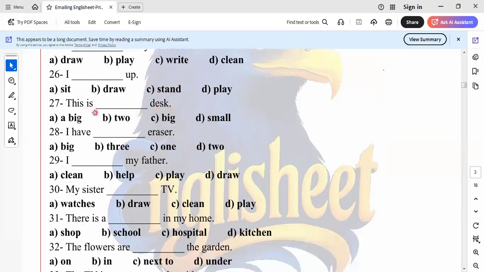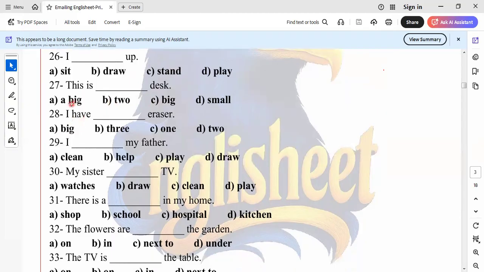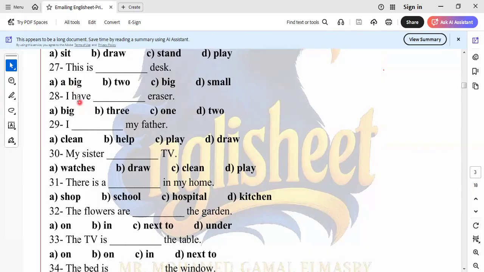This is a big desk. It will be here. So here we must have a good sentence. We say, this is a big desk. This is a big desk.